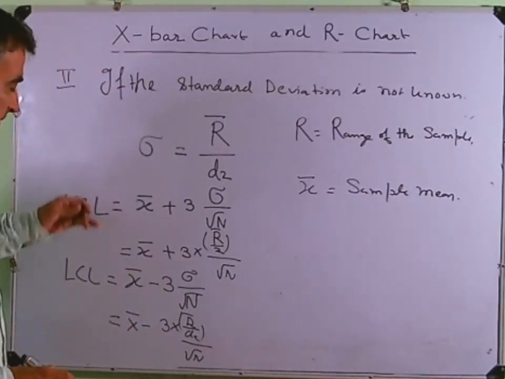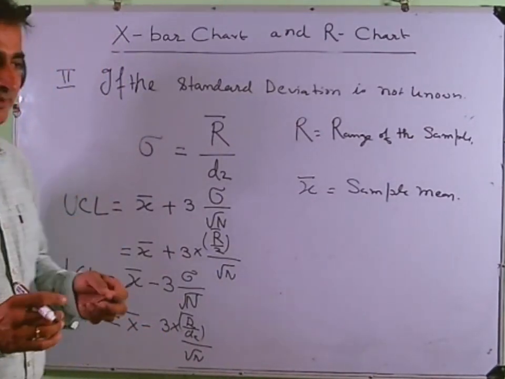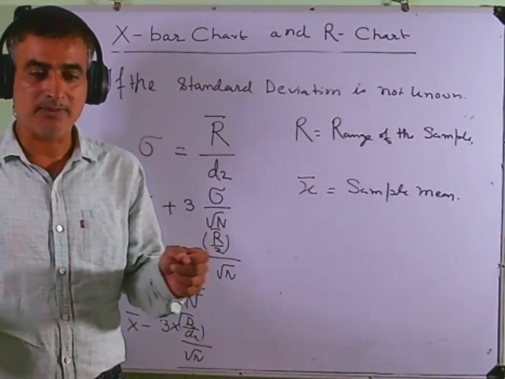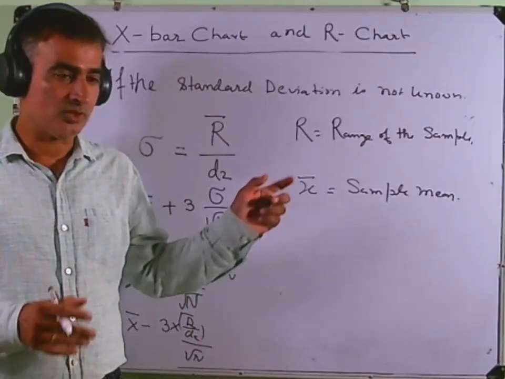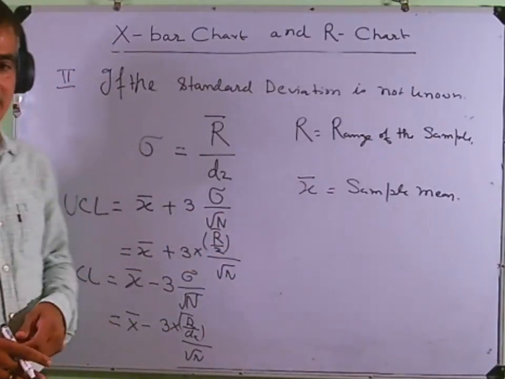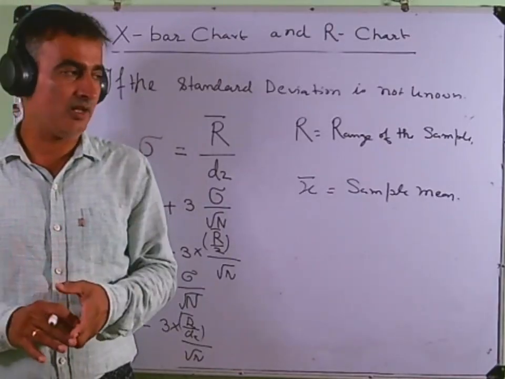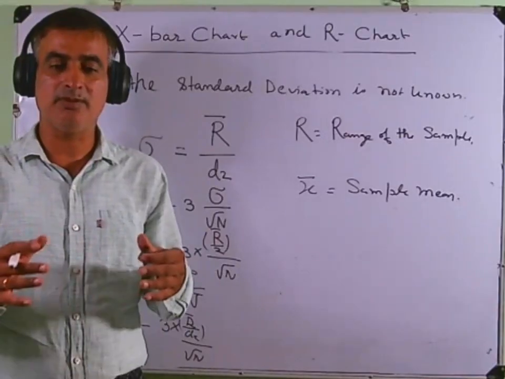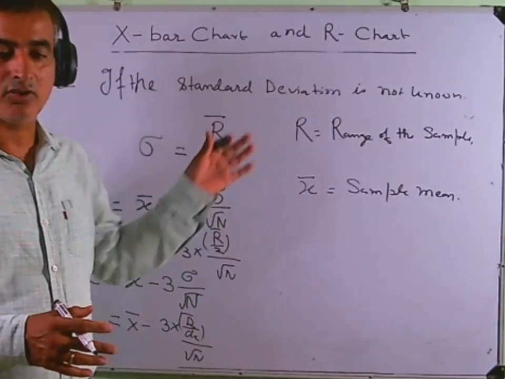If it remains within this limit, this means that these fluctuations are happening because of those chance causes. If it goes out of this limit, that means this process going out of control is mainly because of those assignable causes.